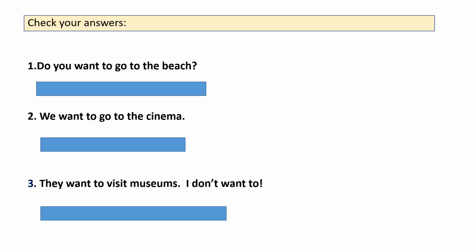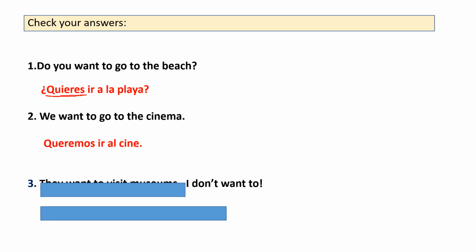Okay, so let's go through the answers. So, do you want to go to the beach? ¿Quieres ir a la playa? And hopefully you remembered your spelling of quieres, and you used the correct conjugation. So, the you singular. We want to go to the cinema. Queremos ir al cine. So you needed the nosotros form there. Remember, there's no I in the nosotros form.